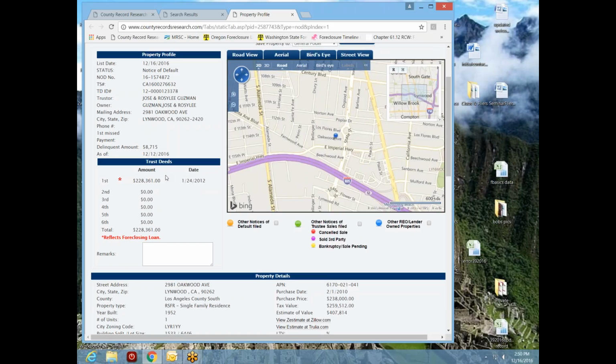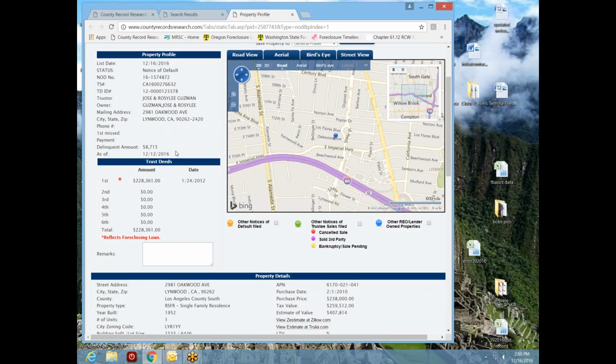Okay, now above the loan information we have the delinquency figure, because the lender just posted this. Again, we just got this today. So as of 12/12, now notice that that date is about 4 days ago. Okay, so 4 days ago the lender recorded this notice of default and sent it to the homeowner. This is a very fresh lead.